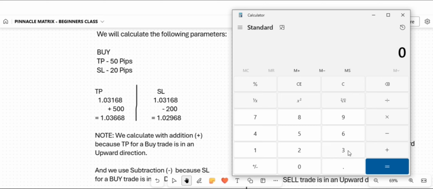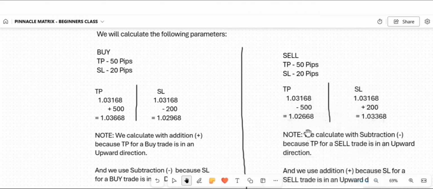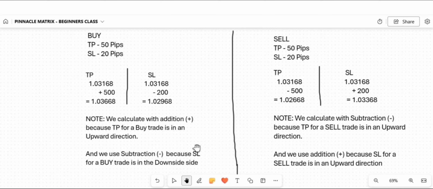So we have 3168 minus 200, which gives us this price. Remember, we're only calculating the number after the decimal point. Then we have this. So always note, we calculate with addition because the TP for a buy trade is in the upward direction, and we use subtraction because the SL for a buy trade is in the downward direction.